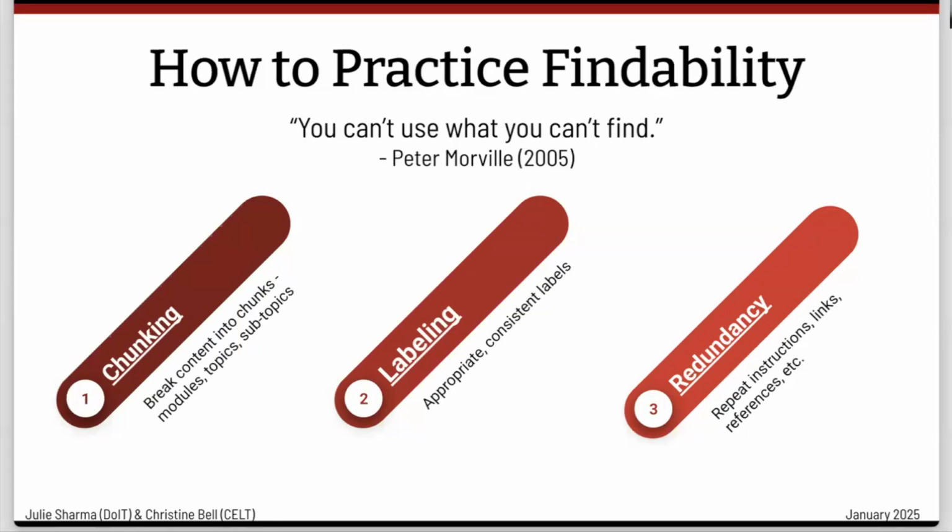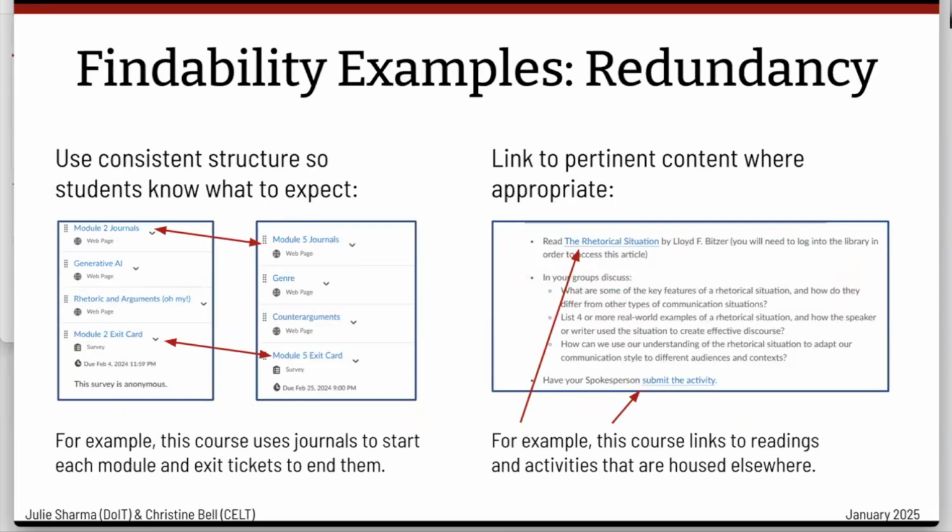So, strategic redundancy. Here are 2 examples of how to use that. You want to use a consistent structure like we talked about before. You can see that in this particular course, it's a Writing 102 course. Each module, so module 2, starts with a journal, and then there's a couple of subtopics, and then it ends with the module 2 exit card.